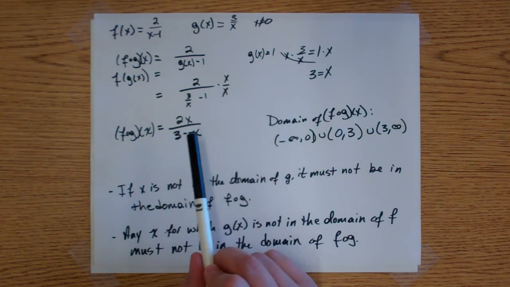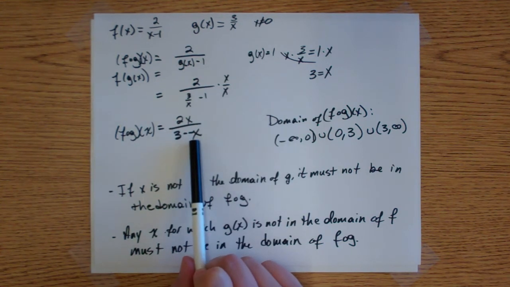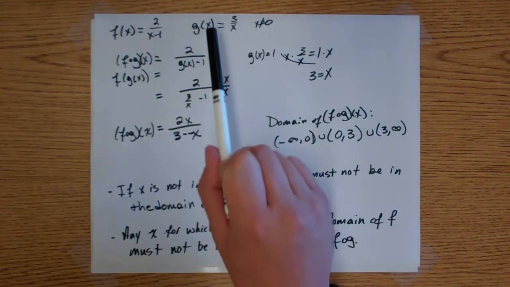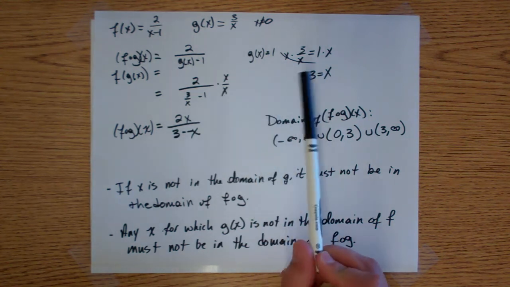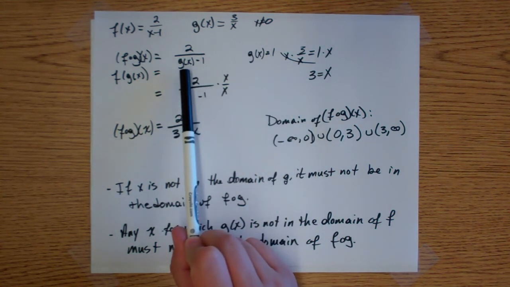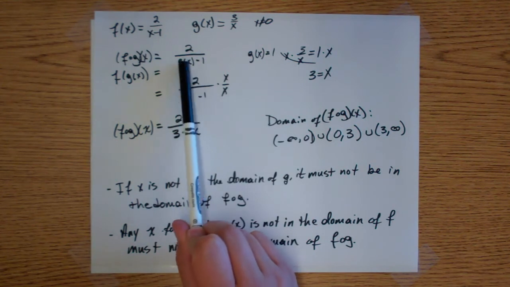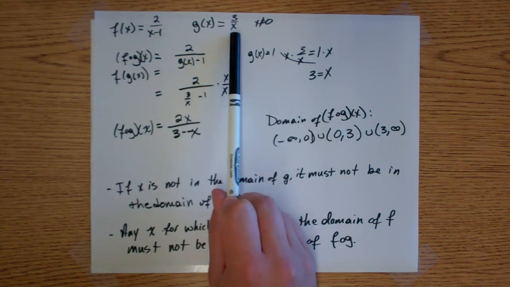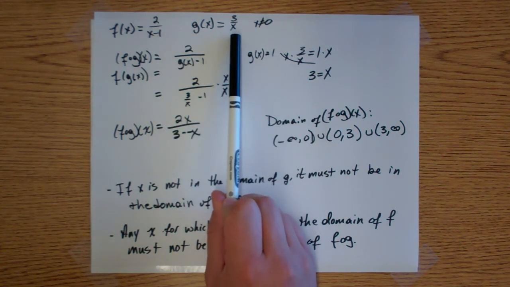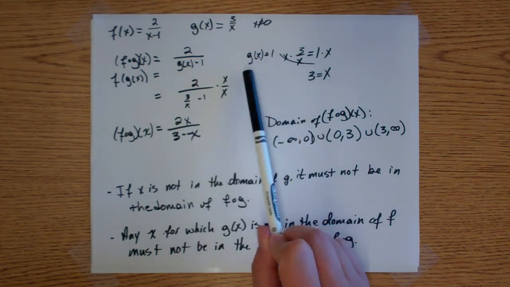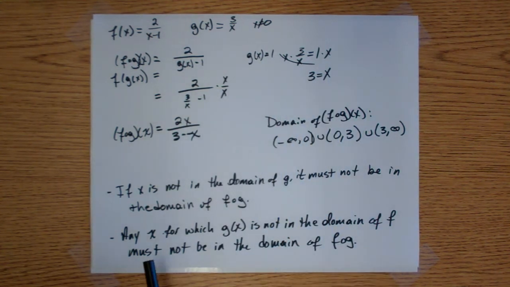Even though it looks like 0 would work, since 0 does not work in g of x, we can't have it in the domain of f of g of x either. And also the 3: since 1 would make the denominator equal 0, we set this equal to 1 and figure out what x value that is. In this case, it's 3. So therefore, 3 cannot be included in our domain of f of g either. All right?